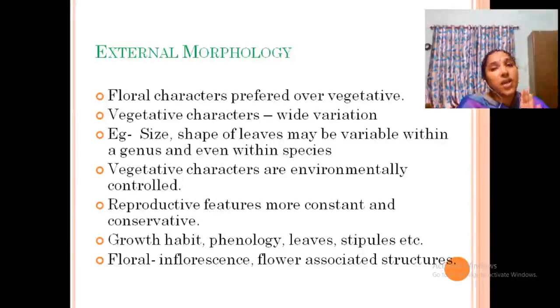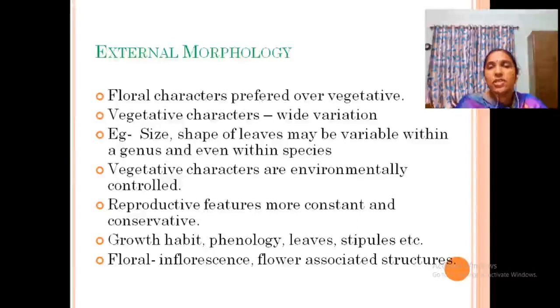Under this external morphology, we usually prefer floral characters. There are vegetative characters also, but we usually prefer floral characters, because vegetative characters are unstable, but floral characters are stable. Why? Because vegetative characters usually depend on the habitat where the plants are growing. Clear? Environmental factors influence the vegetative characters. But when you think about the reproductive features, they are permanent or constant.